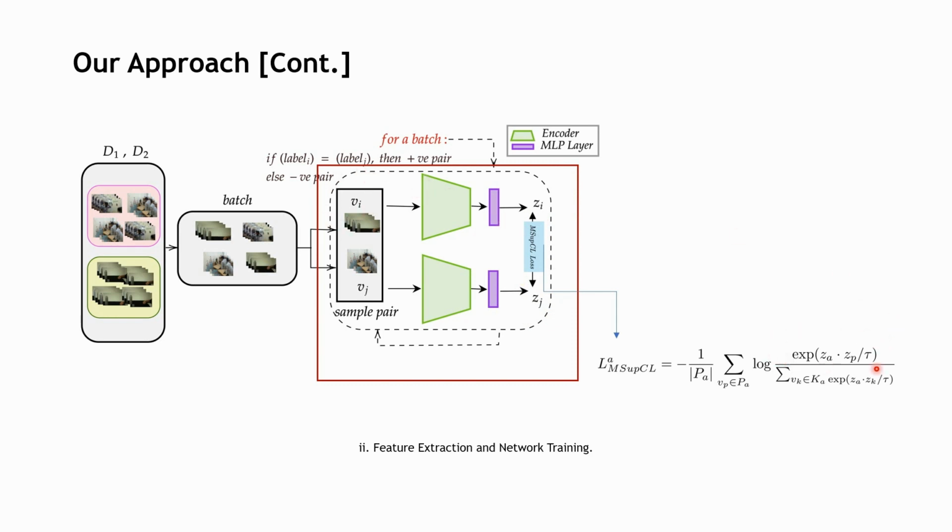In the numerator, we calculate similarity between anchor and the positive sample. In the denominator, we calculate similarity between anchor and the remaining samples. The set Ka contains all the samples including Vp. Pa here represents the set of all the positive samples with respect to Va.